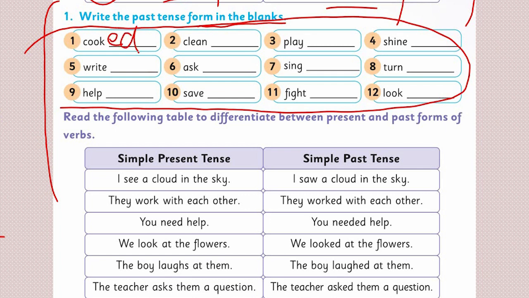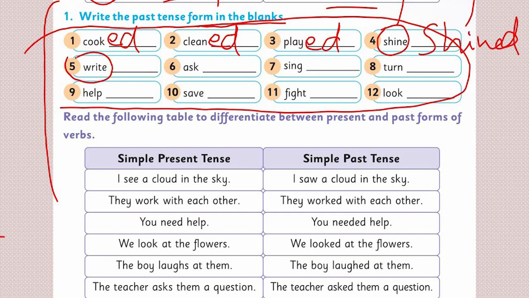Clean. It also needs ed here to make it past. Ed. Yes, we have discussed the play. Played. What will be the shine? Here the second form of shine is shined. Right. Yes, this is the irregular verb here. The second form, the past tense, will be the wrote here.